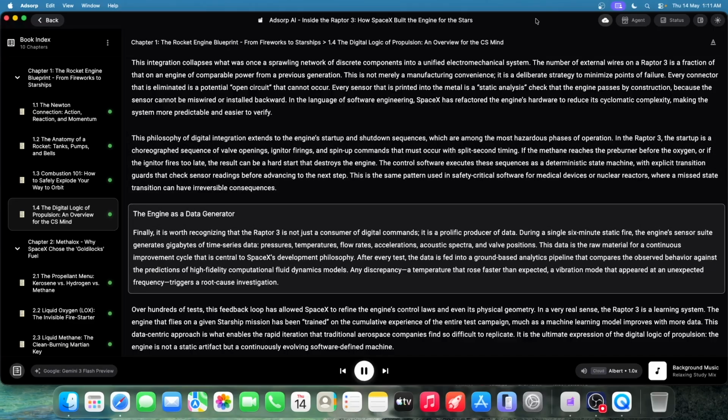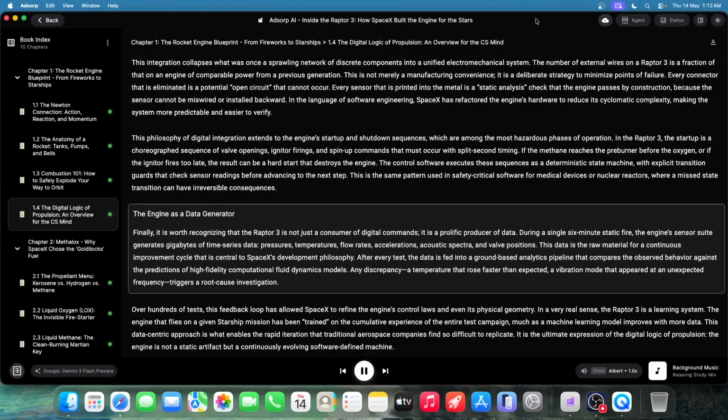Finally, it is worth recognizing that the Raptor 3 is not just a consumer of digital commands. It is a prolific producer of data. During a single 6-minute static fire, the engine sensor suite generates gigabytes of time series data: pressures, temperatures, flow rates, accelerations, acoustic spectra, and valve positions. This data is the raw material for a continuous improvement cycle that is central to SpaceX's development philosophy.